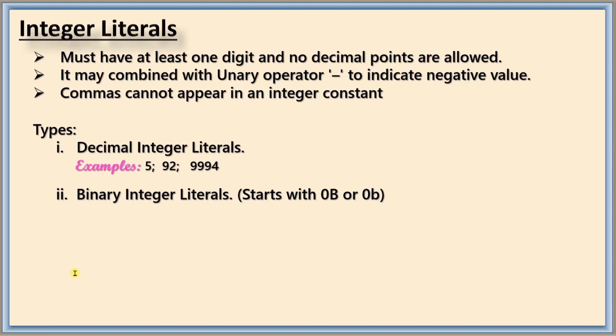If you write 1001 as a binary integer literal, normally it will be taken as a decimal number. So to specify that this is a binary integer literal, you need to add a 0 and capital B or small b prefix to the number. For example, first I will write 0 and small b and then I write 101. 101 is equivalent to 5 in decimal. For 92, if you want to write it, you need to write 0, capital B or small b, and 92's value in binary is 1011100.